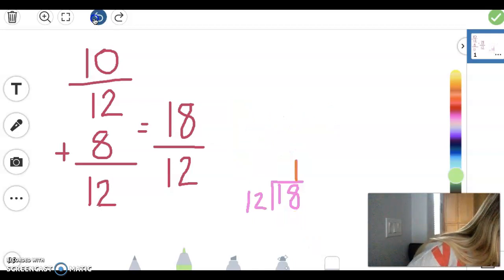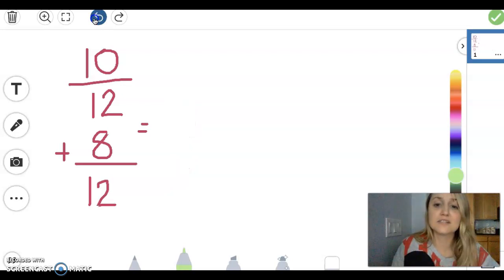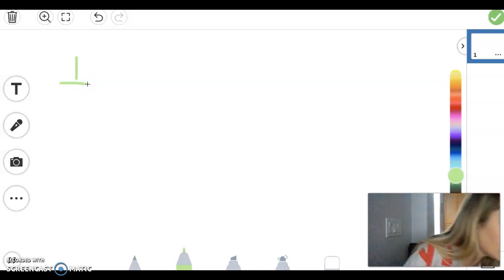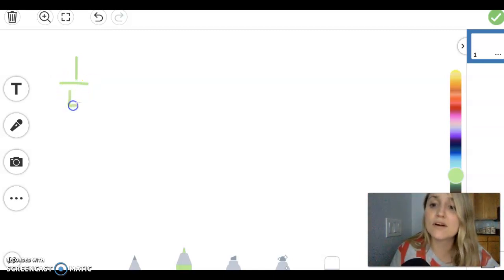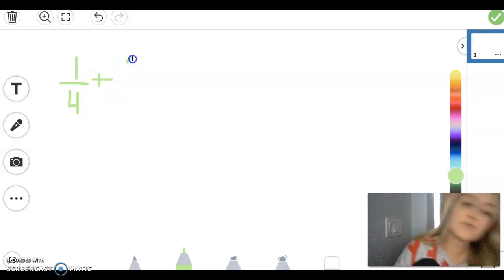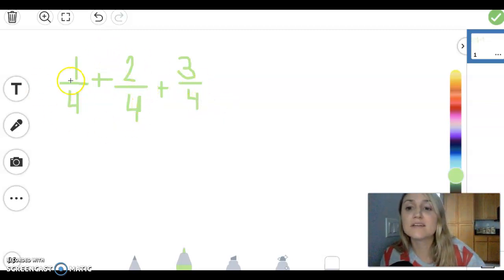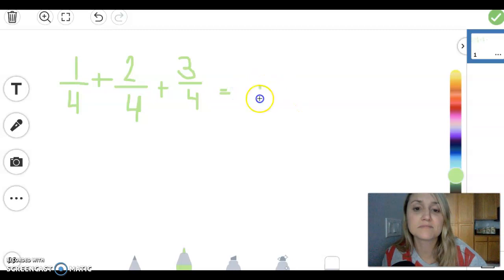So we'll do another one. Oh, here's a good one too. So sometimes they're going to give you more. So like 1/4 plus 2/4 plus 3/4. Okay, and same thing, denominator stays the same. 1 plus 2 is 3, plus 3 is 6.